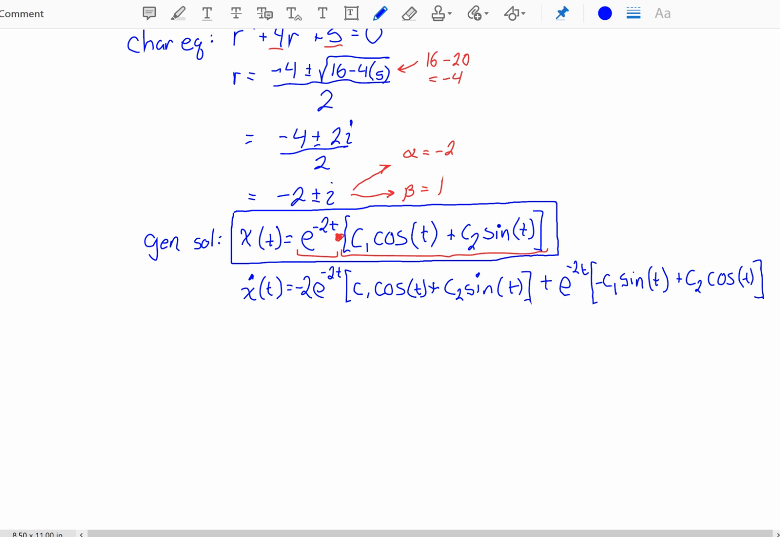Now, since our initial conditions are at time 0, let's evaluate our position function at time 0, and then we'll evaluate our velocity function at time 0. When we evaluate our position function at time 0, notice you're plugging a 0 in for t. So this is going to be 0 as an exponent. Cosine of 0 is going to end up being 1, and sine of 0 is going to end up being 0. So when we simplify this, e to the 0 is just 1, cosine of 0 is 1, so it just ends up being c1, and sine of 0 is 0. And by our initial conditions, this has to equal 0.1.